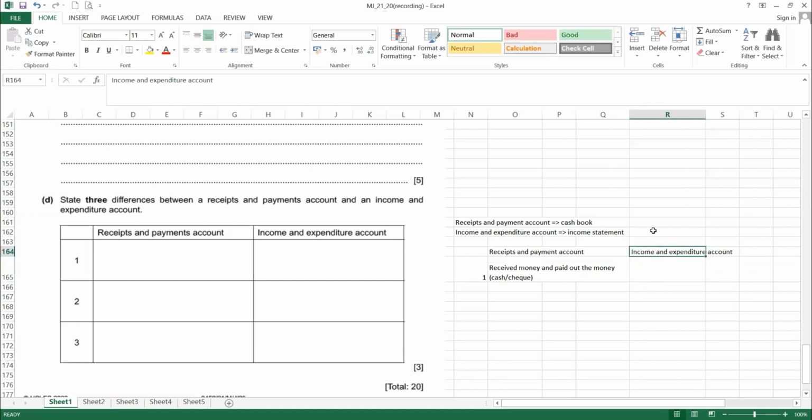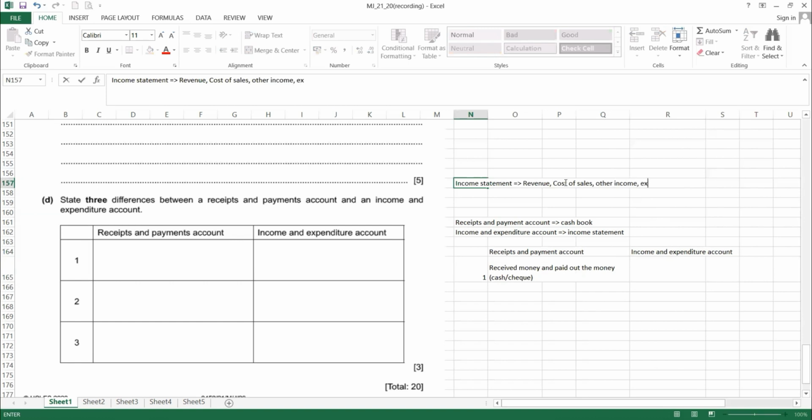So in the income statement, you have 4 sections, even though they are the same actually: revenue, cost of sales, other income, and expenses. But in the income and expenditure, you cannot talk about cost of sales because this is a service. Normally we have 4 sections because we assume most of the time the exam is a trading business.